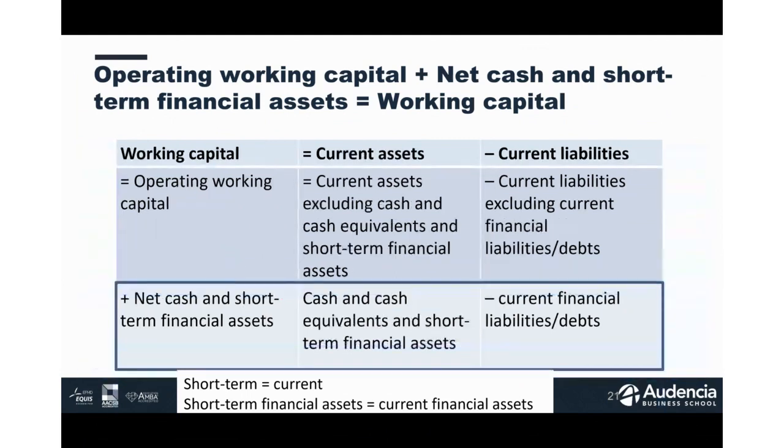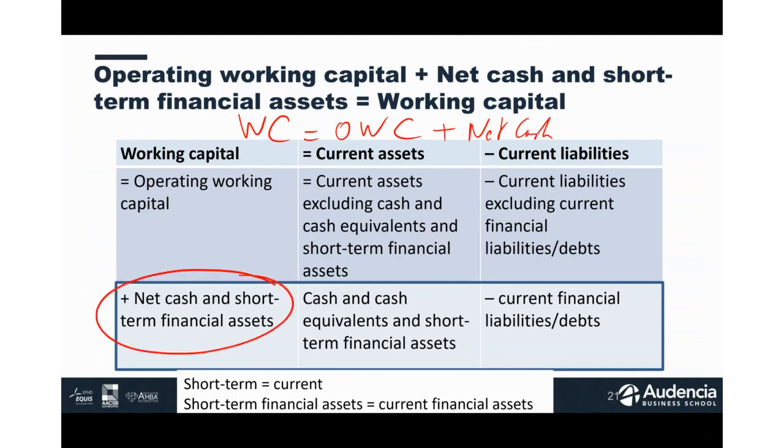So the net cash and short-term financial assets is the difference between the current financial assets and the current financial liabilities. So you have something positive here if your working capital is higher than the operating working capital, because working capital is equal to the operating working capital plus the net cash. So I put directly net cash for all this. So the net cash is positive if the working capital is higher than the operating working capital.